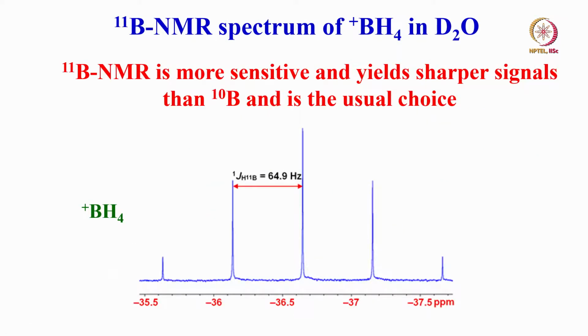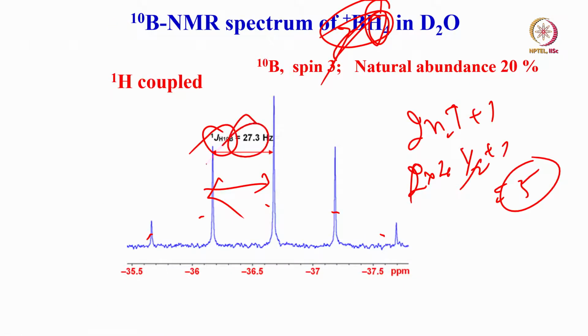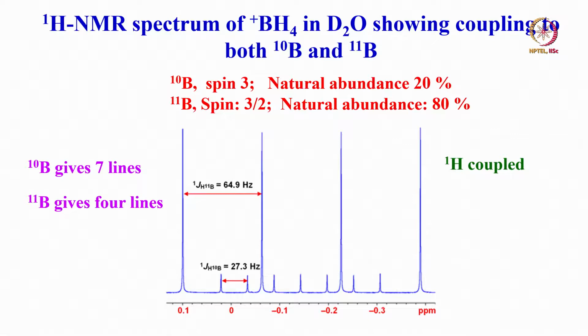Why not we do boron 11 NMR? This is possible. Same molecule, you do boron 11 NMR. Again it is coupled to 4 equivalent protons, an identical 5 line pattern you get. Only thing is the coupling is different now, because boron 11 proton coupling is 65 Hertz. In the previous example it is about 27 Hertz. Pattern is the same. It is a 5 line pattern. So the intensity pattern again goes by the Pascal triangle, you can see that.